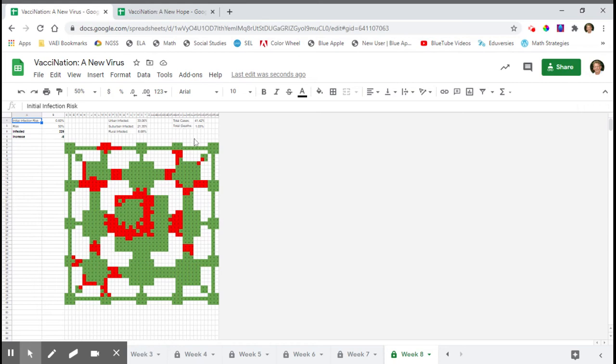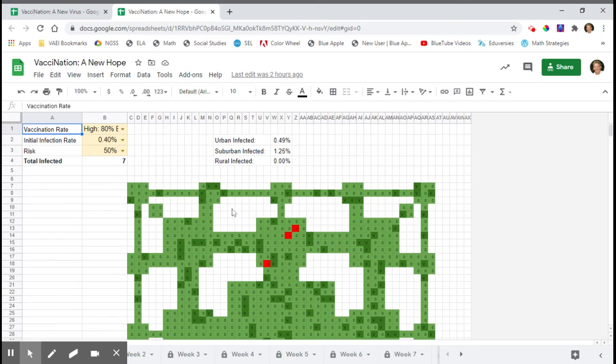So your job is simple. Just play around with different infection rates and risks and see what you can learn. What jumps out at you? What observations can you make? Then you are going to try to switch to the model that includes a vaccination. Here, these dark green squares are people who have been vaccinated and who have become immune to the disease.